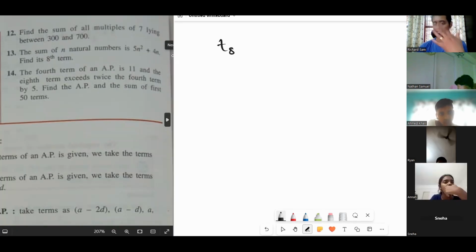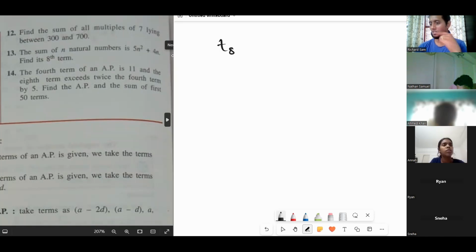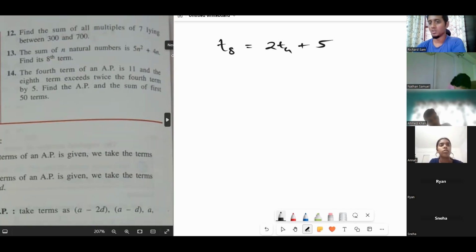If I say my age exceeds your age by 5, it means your age plus 5 is my age, no? Same way, T8 is 2 times T4 exceeds by 5, which means you have to add 5. You add 5 to this, you will get T8. Did you understand?